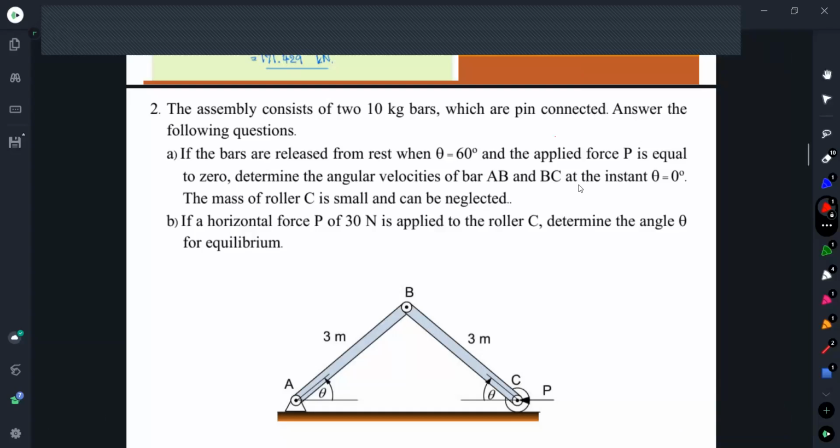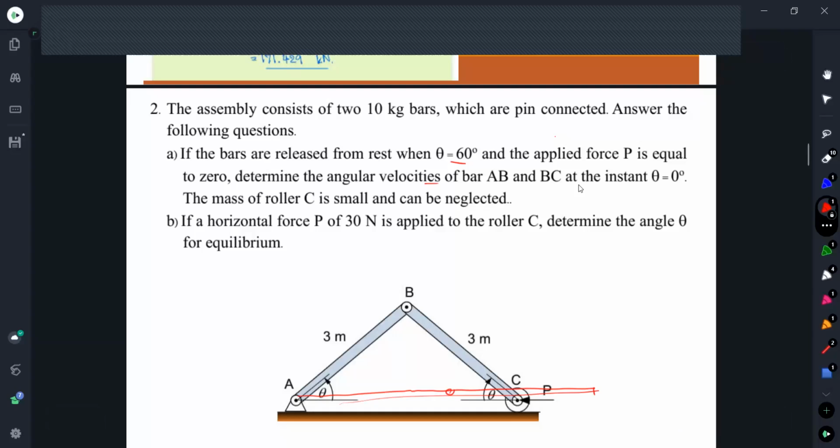We would like to find, the first question is, if the bar is released from rest when theta is equal to 60 degrees and the applied force P becomes 0, we would like to determine the angular velocity of bar AB and BC at the instant theta becomes 0. So then the link is going to go to the floor here. We just would like to find the angular velocity omega of AB and BC.